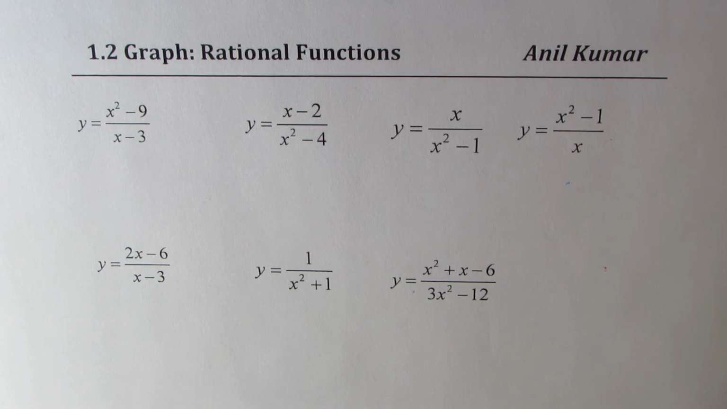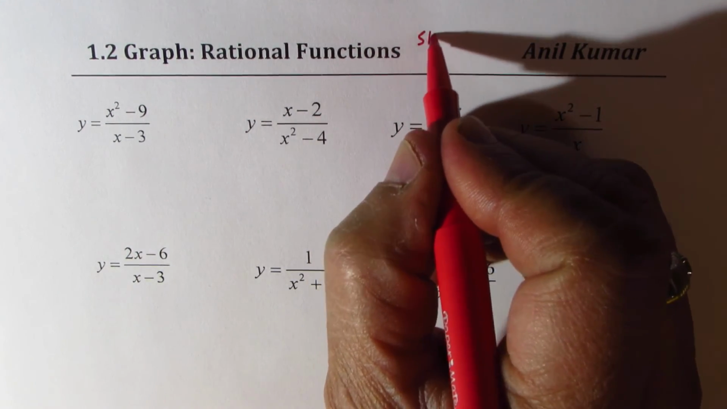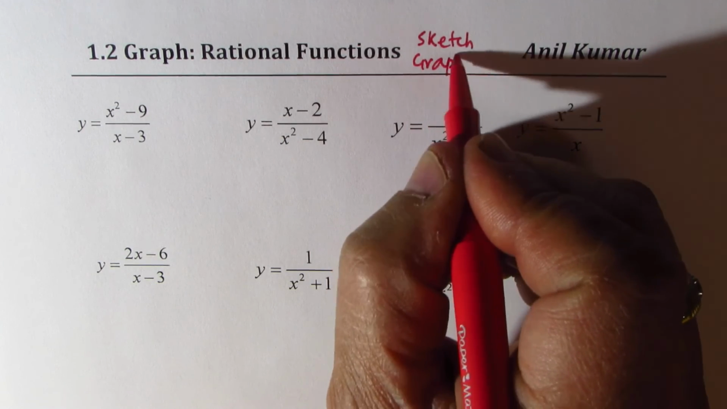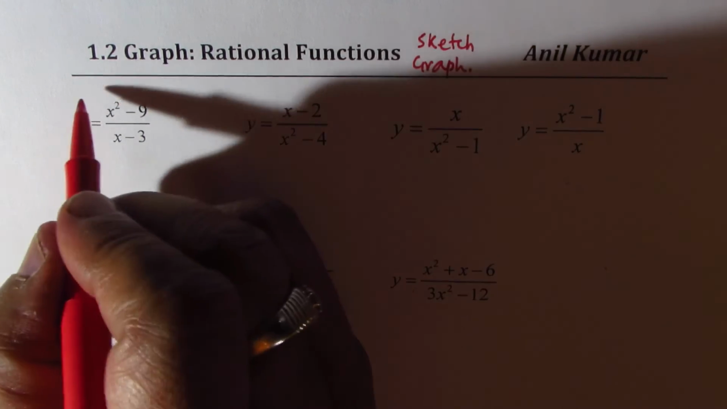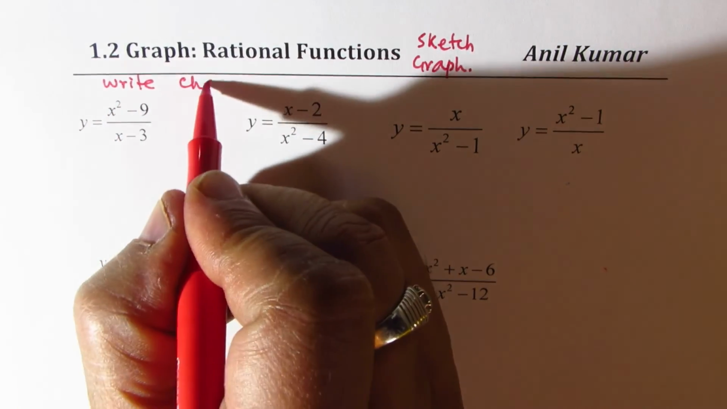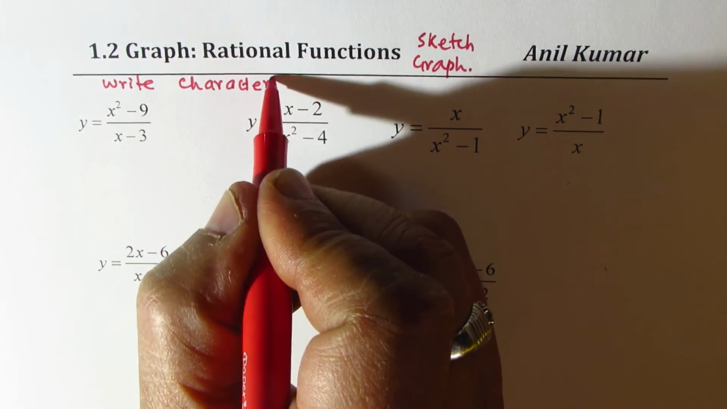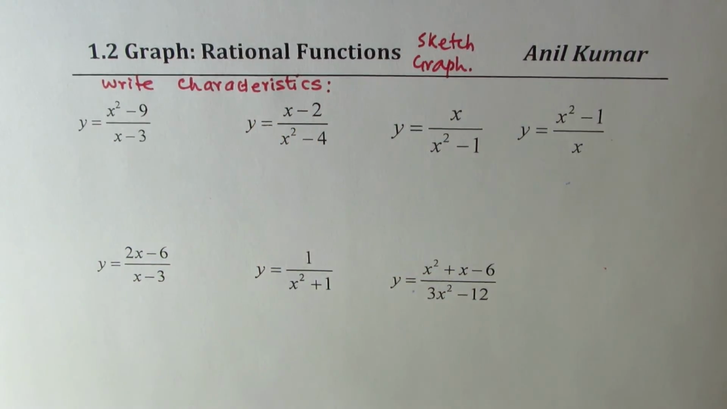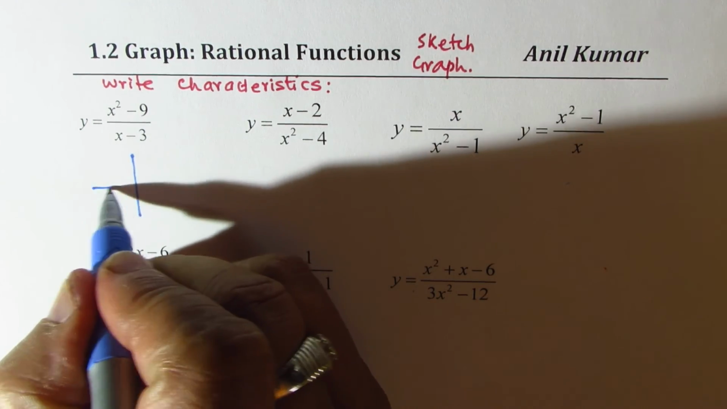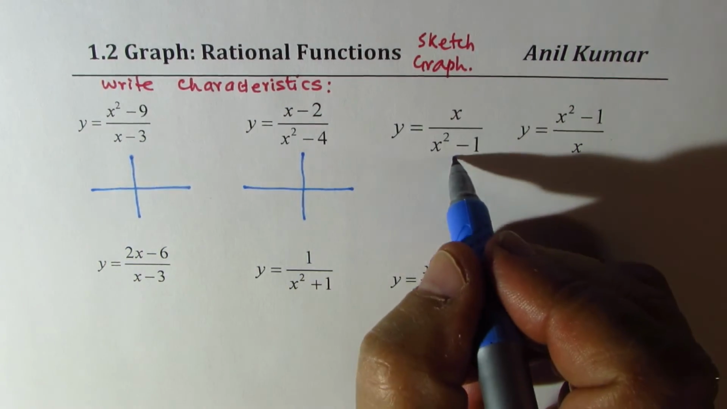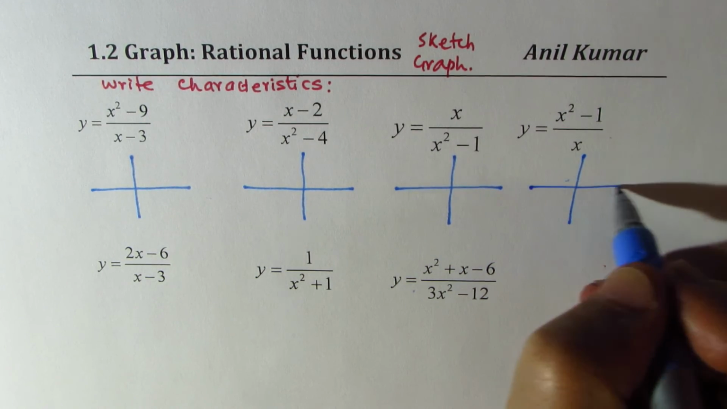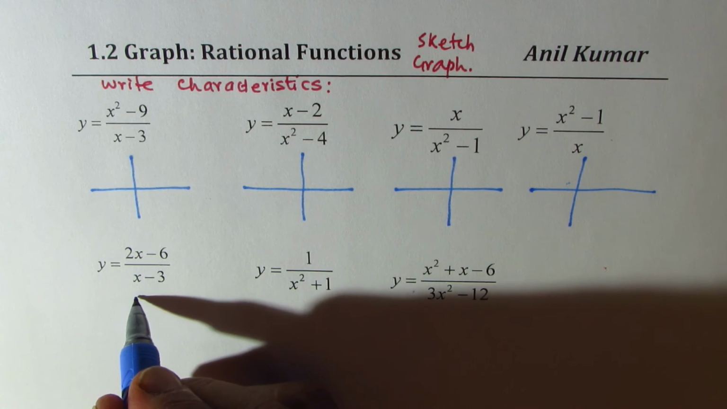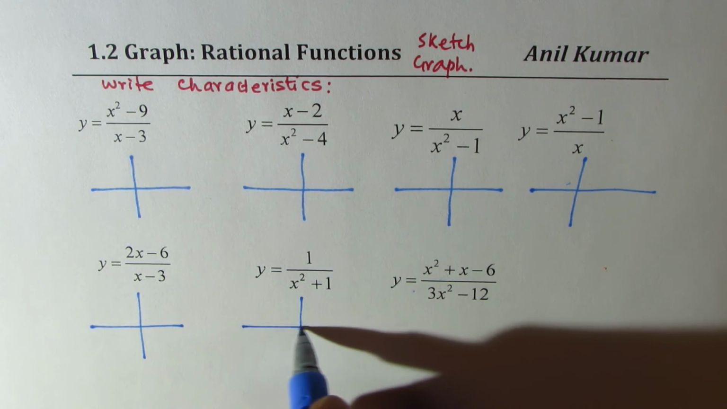I would like you to sketch their graph and write down their characteristics. So your question now is sketch graph and write characteristics. Perfect. Take your time, copy these questions. Let me show you all these solutions once again. So we'll just sketch their graphs right here. I'd like you to also do this exercise simultaneously. That will reinforce our learning about rational functions, which we just did in this particular video, right?